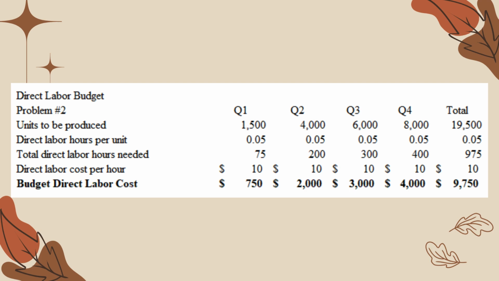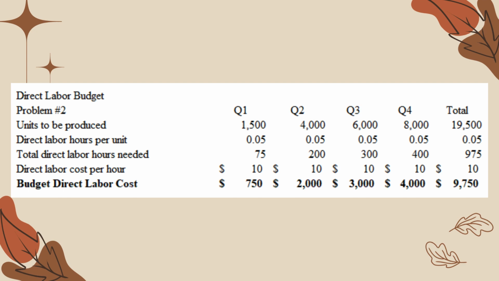So the units to be produced will be from the production budget itself again. So quarter one is 1,500. The direct labor hours per unit is given on the previous slide, which is 0.05, and that is actually equivalent to 3 minutes. How do we get 3 minutes? 0.05 times 60 seconds is equal to 3 minutes.